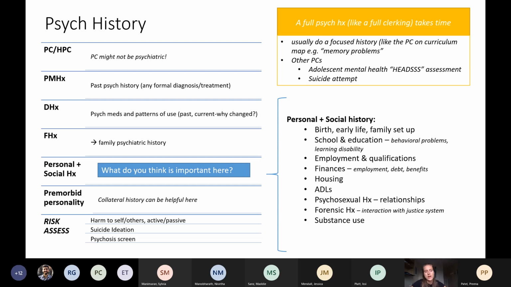And the last thing, which is quite big for the psych history, is a risk assessment. In my head, I made it into three things. The first one was centered around harm. So harm to self, and then active and passive. You could actively harm yourself, so people cut themselves or things like that, or passive self-harm would be self-neglect. So if someone's withdrawing from society, not going out, not looking after themselves, not cooking or eating properly, that can be quite an important thing to think about.